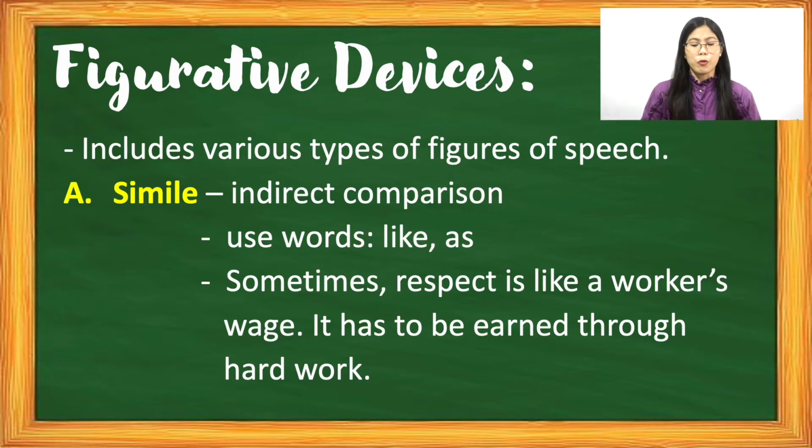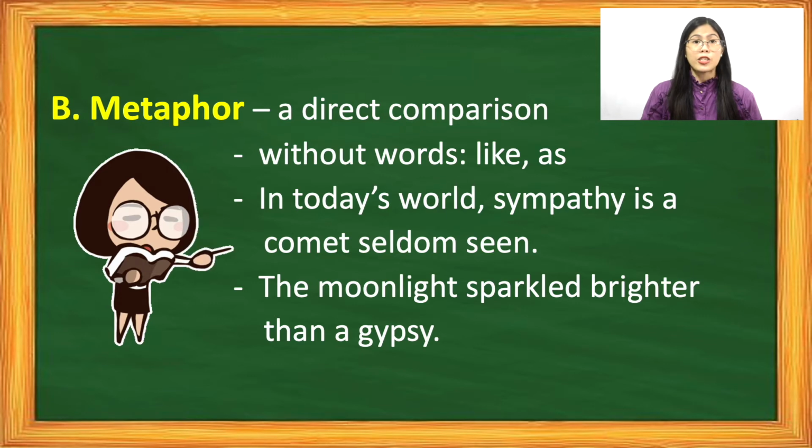Next is the metaphor. It is a direct comparison of two different things without using the words like or as. Example, "In today's world, sympathy is a comet seldom seen." As you can see here, the word sympathy is compared to a comet without using the words like or as. They are compared because both of them are seldom seen nowadays.